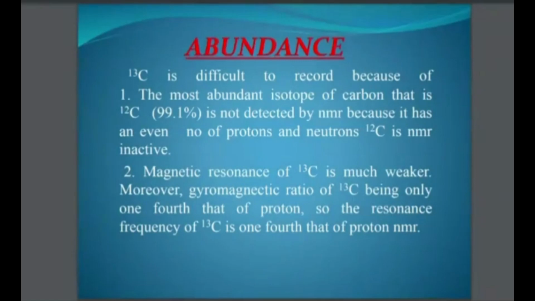Very good, very good. So, the magnetic moment of C13 is much weaker. The reason being the nucleus is relatively larger as compared to H1. Moreover, the gyromagnetic ratio of C13 being only 1/4 of that of proton, the resonance frequency of C13 is also 1/4 of that of proton NMR. I think there is no expression at this point.